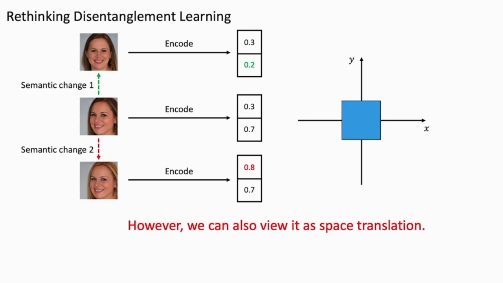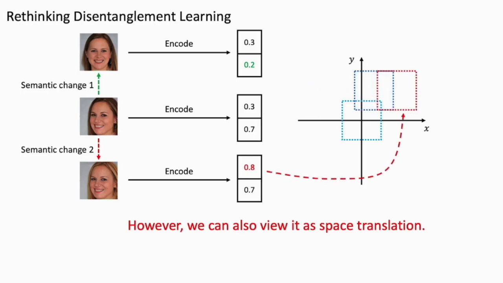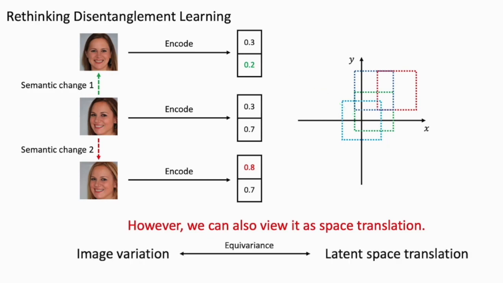The embedding of the image can be seen as moving the whole latent space from the origin to the point of 0.3, 0.7. And when we change the image by some semantics, the latent space will be translated along a direction in the latent space. When the image changes another semantics, the latent space will be translated along a different dimension. The interesting point is that now the data variations are equivariantly represented by translation in the latent space.